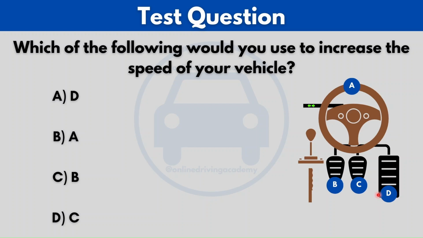Is it B, C, or D? The pedal all the way to the right hand side will be labeled as D. Therefore, the option that has letter D will be correct. We can see that option A has the letter D. Therefore, option A will be the correct answer.